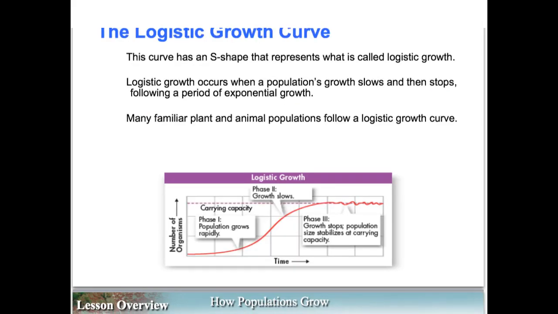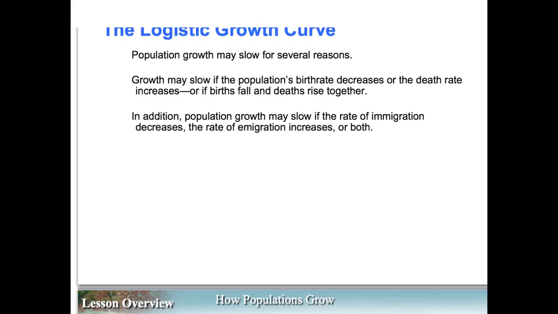Logistic growth is then different than just the J-shaped curve of exponential growth. It actually begins to slow down, and the population size may remain the same for long periods of time. It then has an S-shaped curve. Population growth may slow for several reasons.